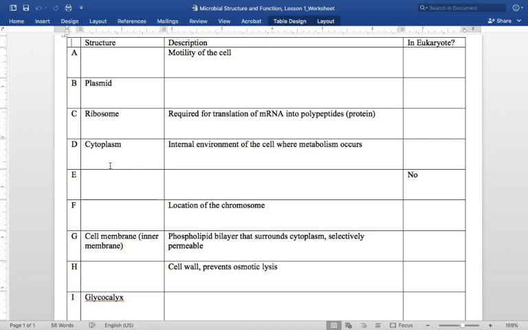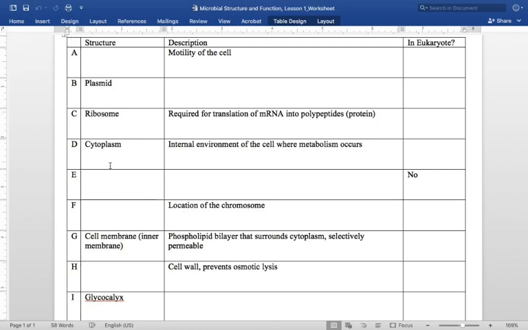C, ribosome, obviously involved in making protein, found in eukaryotes. Absolutely. There's a slight difference in structure, which becomes really important when we talk about antibiotics. But yes, found in eukaryotes. Cytoplasm, found in eukaryotes, of course. All right. How about E? What is E here?